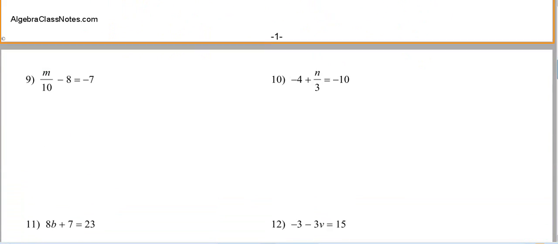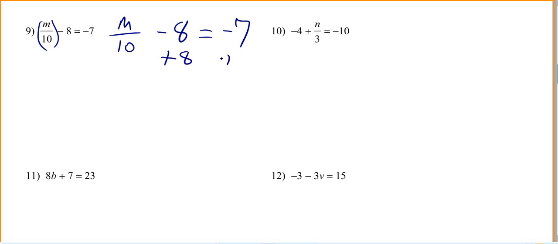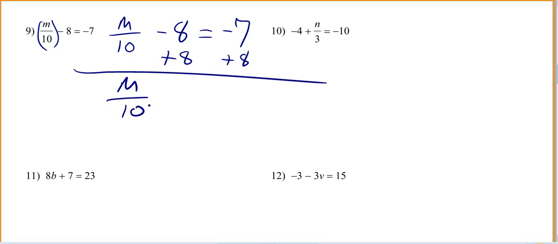Let's look at 9. 9 and 10 will work just the same. Well, you've got this m being divided by 10, minus 8, is equal to a negative 7. Well, just like before, we try to move our constants first, so I'm going to add 8 to both sides. Now I'm left with m divided by 10 is equal to 1, right? Negative 7 plus 8 is just a 1.